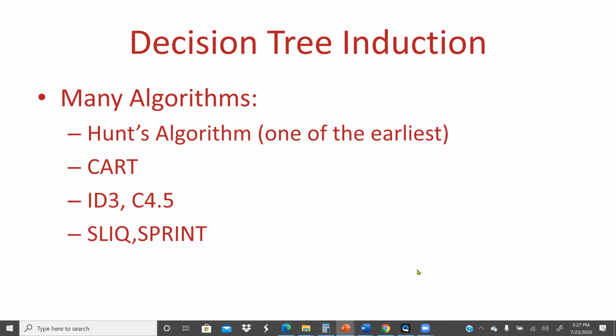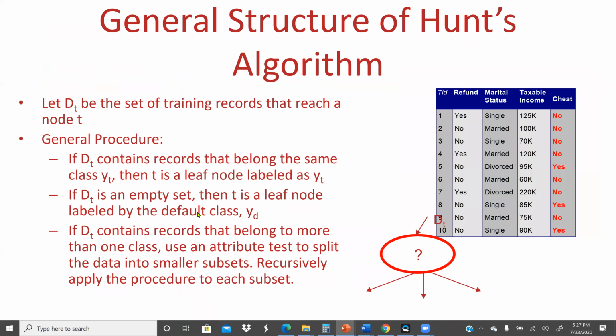So decision tree has so many algorithms. For example, we have the Hunt's algorithm. This is one of the common ones, and that's the one we are going to cover here. We also have CART, ID3, C4.5, SLIQ, and also SPRINT. SLIQ and SPRINT are normally used for larger decision trees. So this is the general structure of Hunt's algorithm.